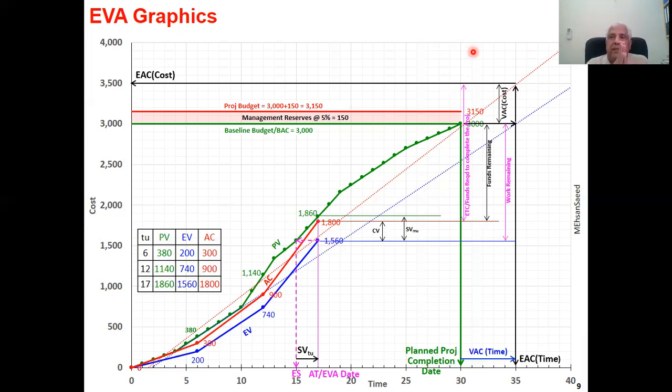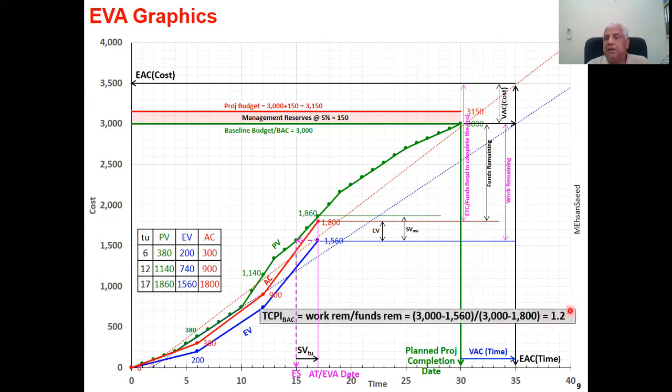Now we can consolidate our concept and bring out the indices, which I have already referred to as to complete performance index. First of all, how much work remains? Well, 1440. We have just established 3,000 minus what we have already achieved. And how much funds remain? 1,200. 3,000 minus what we have already spent. So this comparison of work remaining with the funds remaining is called TCPI. And because we are making comparisons with respect to BAC, we call it TCPI at BAC. Our work remaining is 1440, our funds remaining are 1,200. We divide one by the other and we get a figure of 1.2.